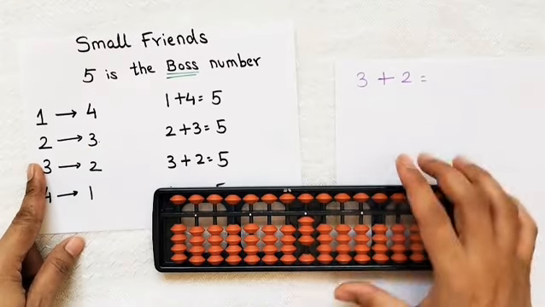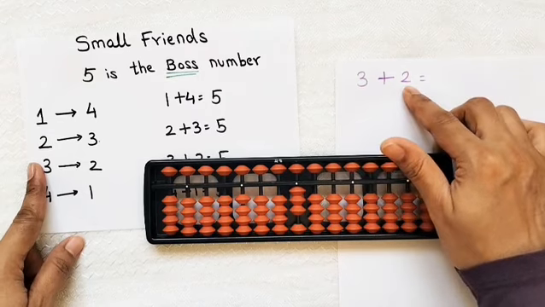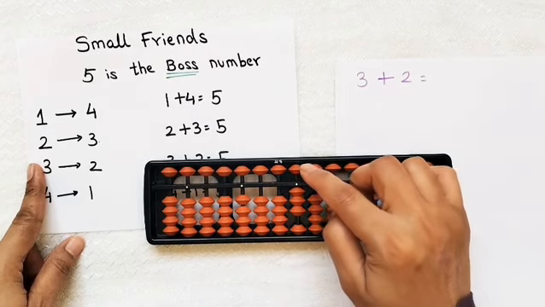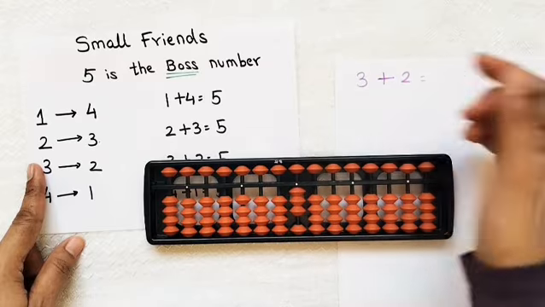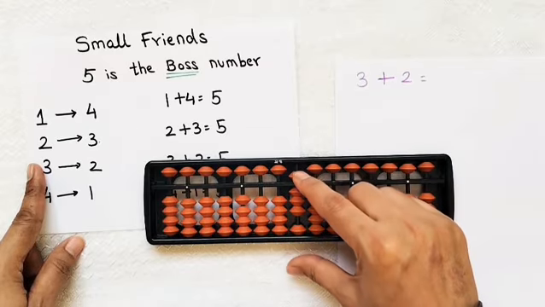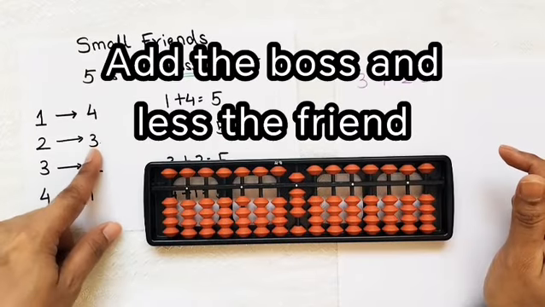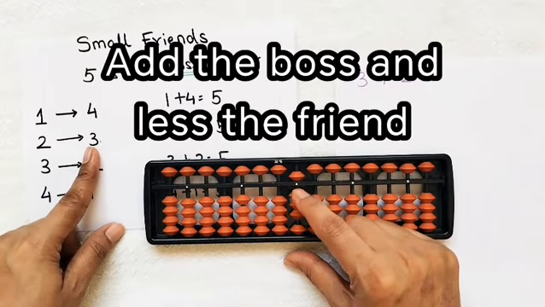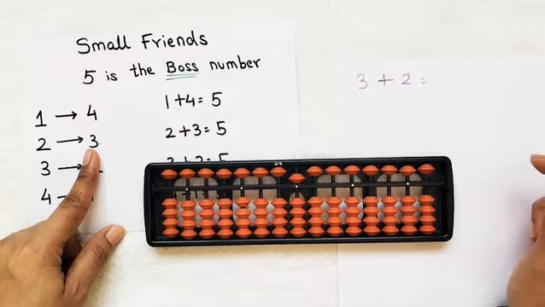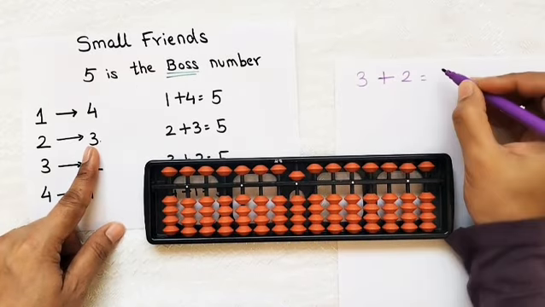So we already have 3 on the abacus and now 2. How do we place 2? We add the boss. We know 5 is the boss. So we add the boss and we less the friend of 2. Less the friend of 2 means 3. We less 3. So we get the answer 5.